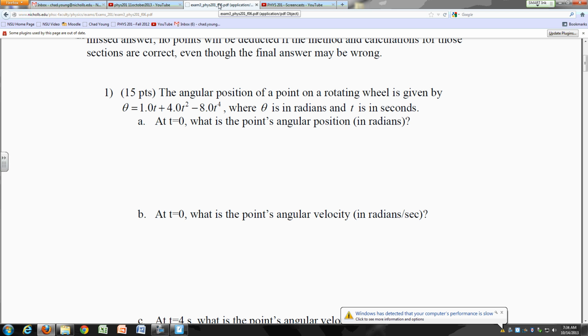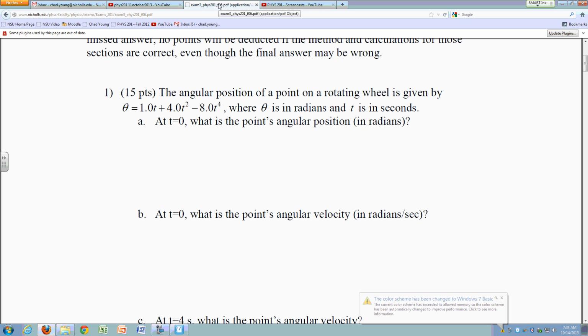Anything? What's the topic you want to talk about? Can you do like an impulse one? I think the example that we went over was like a football player catching a ball. Yeah. Can you go through that? An example of that.